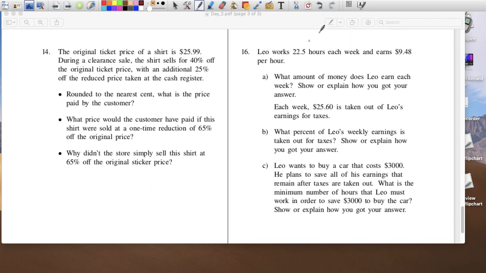Leo works 22.5 hours each week and earns $9.48 per hour. What amount of money does he earn each week? So let's multiply 22.5 times 9.48, and that's going to give us, so he makes $213.30, and $25.60 in taxes taken away. So if you take that away, he ends up taking home $187.70.